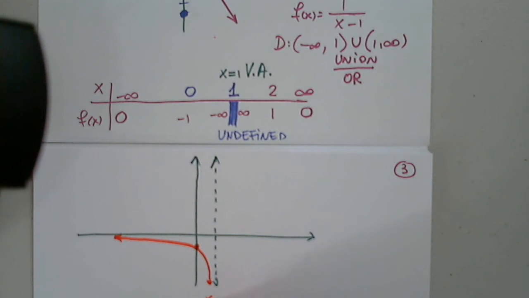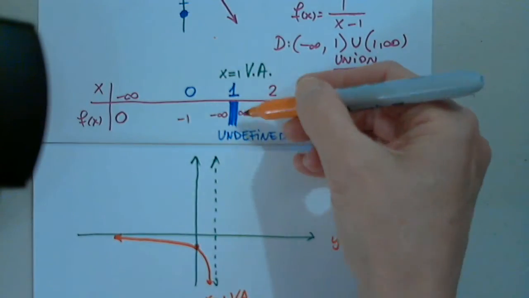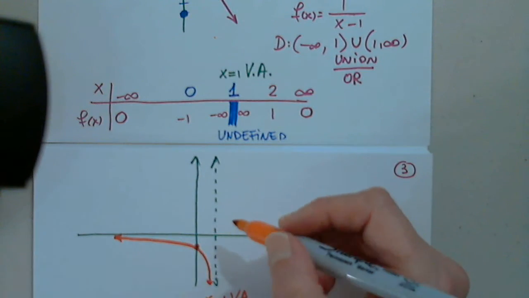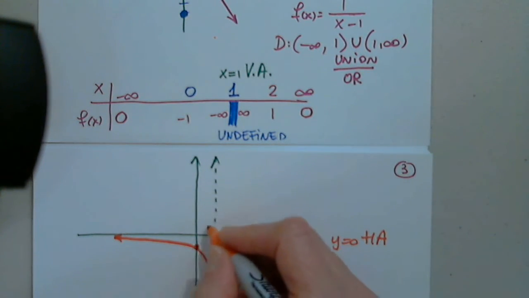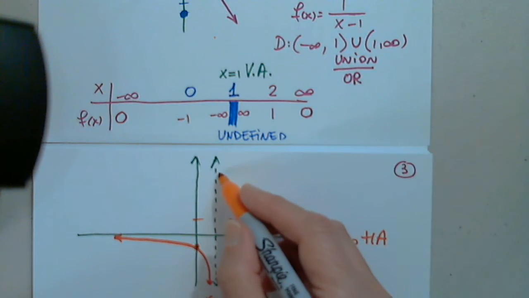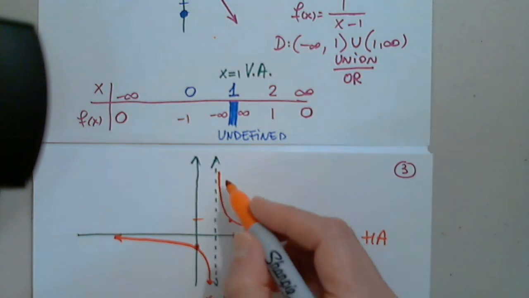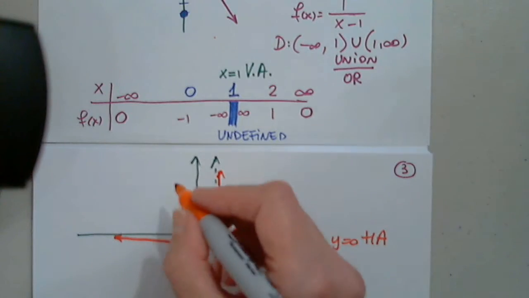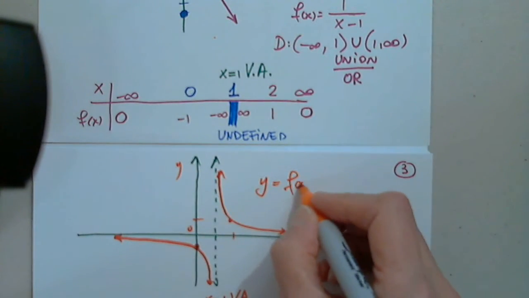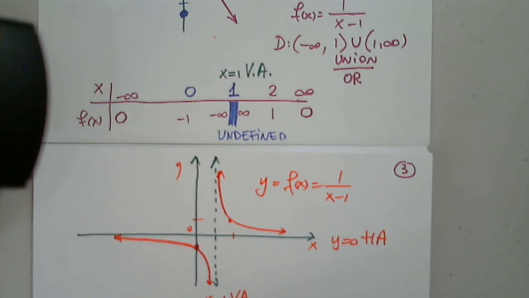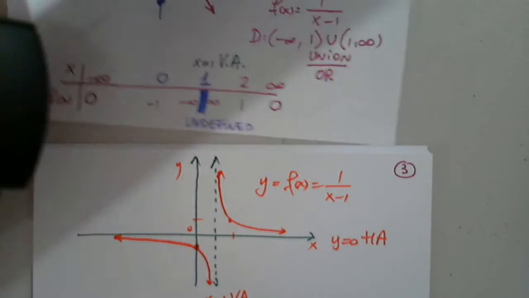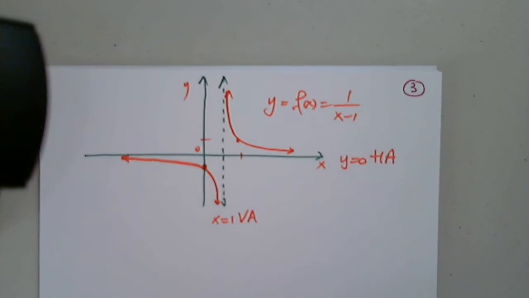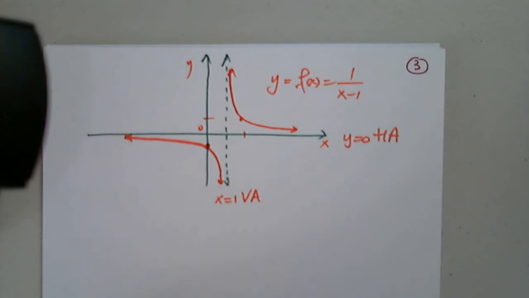And I have to write that x equals 1 is a vertical asymptote. Also, y equals 0 is a horizontal asymptote. And on the other side, as you see, it's coming from positive infinity. At 2 is 1, and it goes to 0. So this is the graph of y, or f of x, equals 1 over x minus 1. So this is how it looks when it's not defined everywhere. We're going to see these graphs later on.